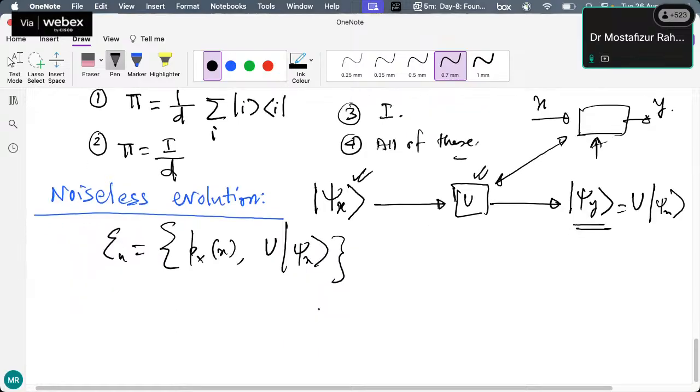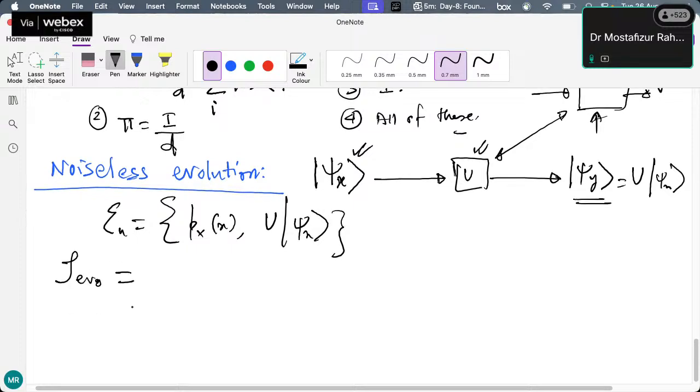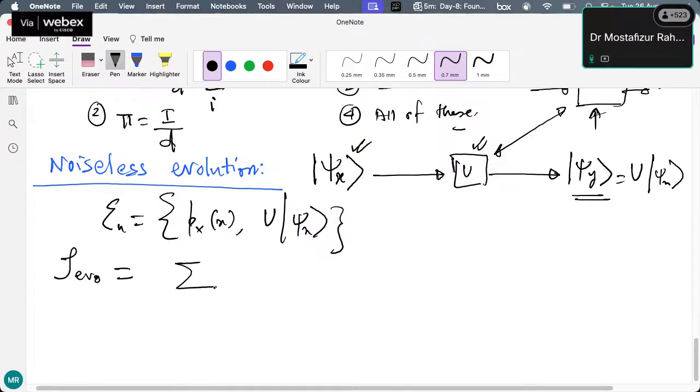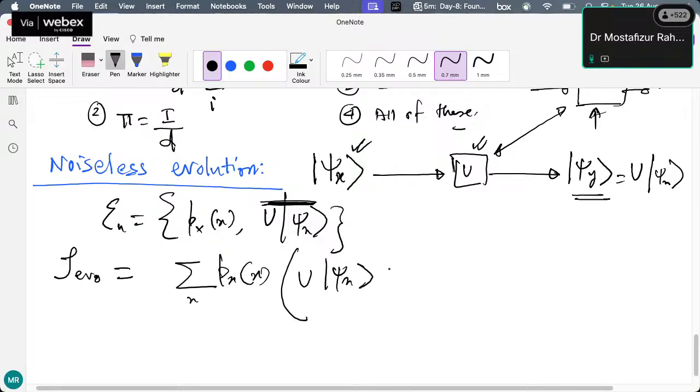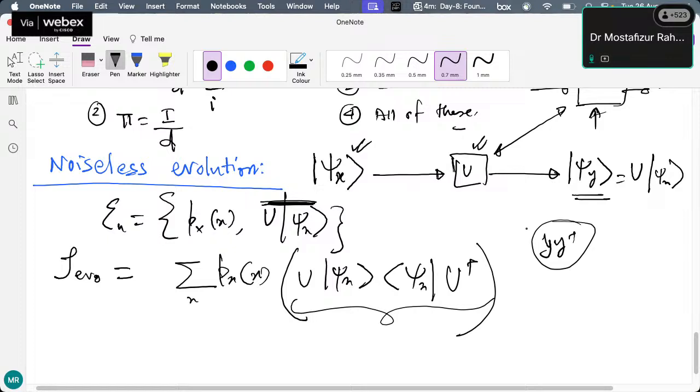Now if that is the case, we can write the evolved density matrix rho evolution equal to, just by definition, the summation over x of p of x, the probability mass function, times the outer product of the evolved state, U psi x, with psi x U dagger. This one is like the bra, the dagger state. The state and its dagger in ket notation can be seen as an outer product.